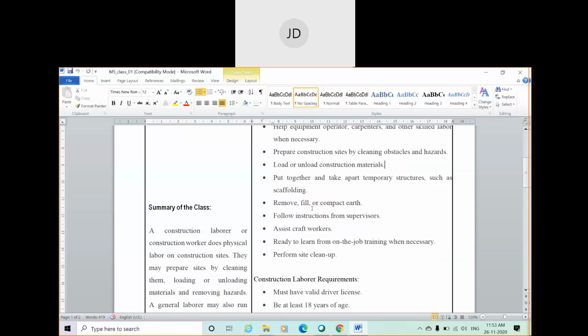Then follow the instructions from the supervisor. This is also a very prime responsibility, or a kind of ethical part, that every construction labor follows his superior, or you can say the supervisor.